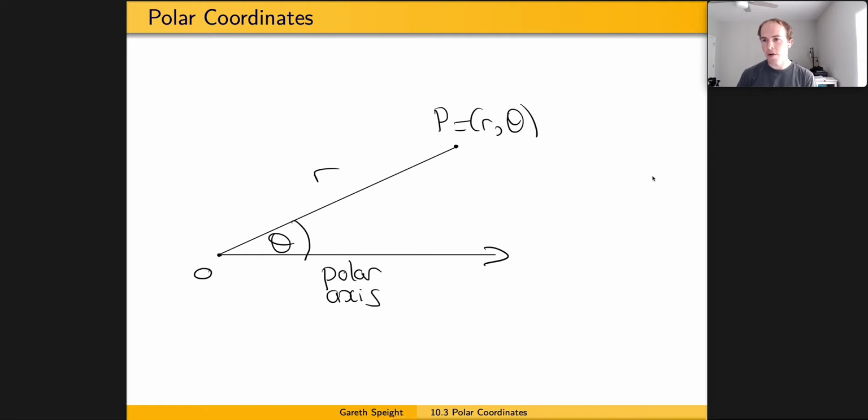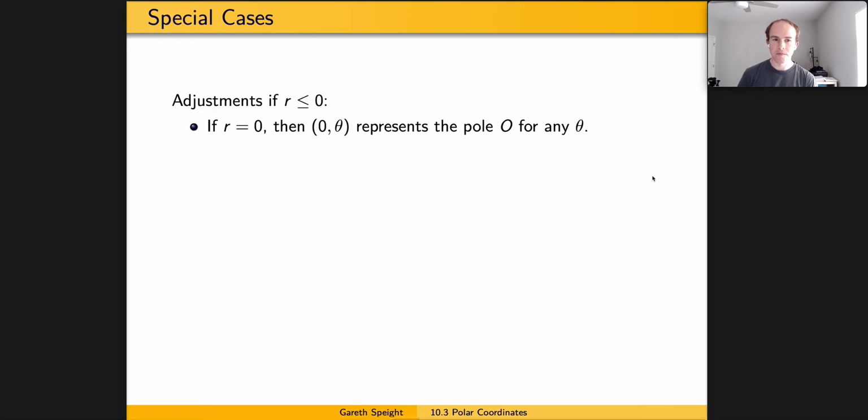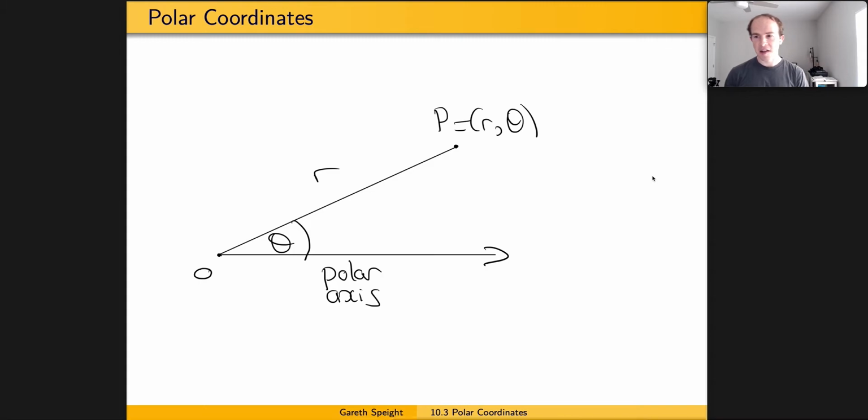Okay, and it turns out every point we can represent in this form, r comma theta. But the r and the theta will, of course, be very different to the x and the y that we're used to in Cartesian coordinates. Okay, so this all makes complete sense if r is positive at least. There are also some extra little special cases if r is 0 or if r is negative.